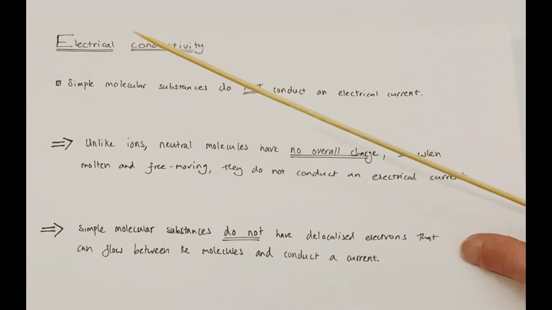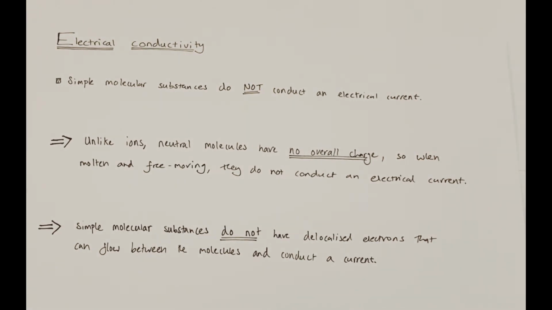The final idea is about electrical conductivity. Simple molecular substances do not conduct an electrical current. Think about what you need for electrical current to flow through a wire, in a metal, for example, or through other substances and structures you've covered before. For an electrical current to flow, you need charged particles to be moving. Now, molecular substances which have no overall charge just lack that capacity.